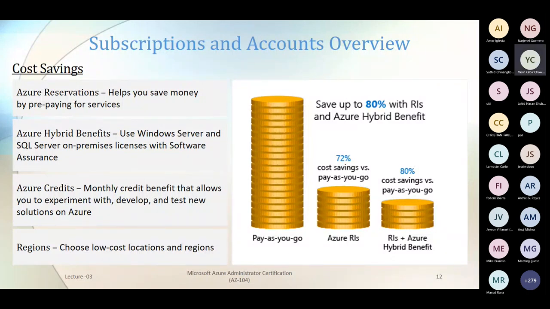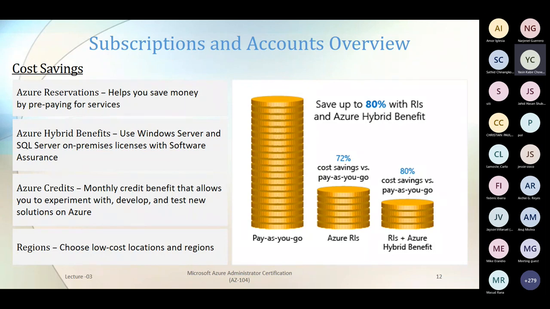Second, Azure hybrid benefits. Use Windows Server and SQL Server on-premises licenses with software assurance. Suppose you already have a license for SQL Server and Windows Server and others. Now you want to set up a Windows Server in Azure, so you can use that license. So you can reduce the license cost from Azure also.